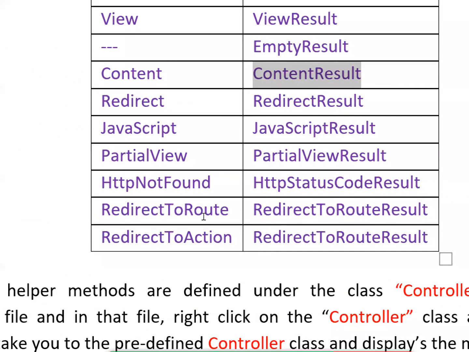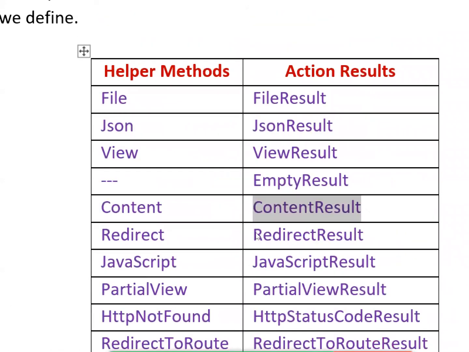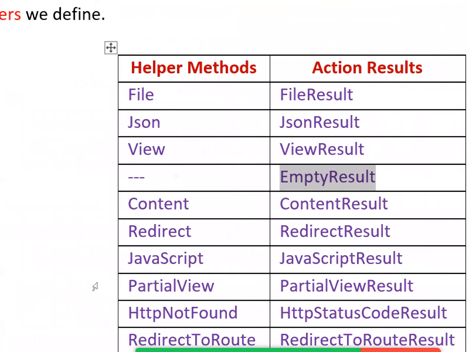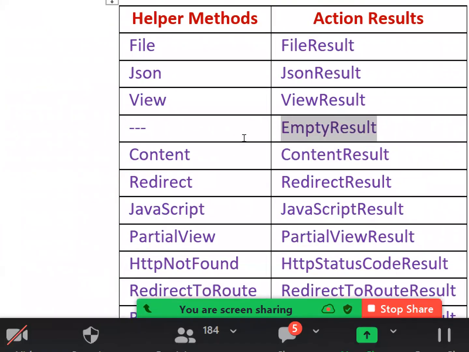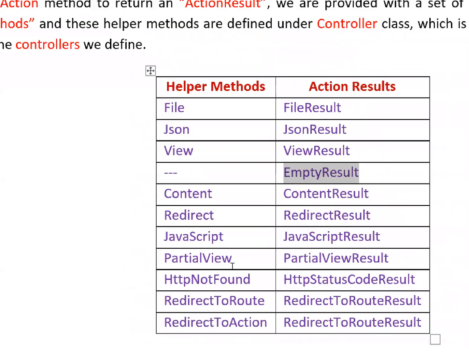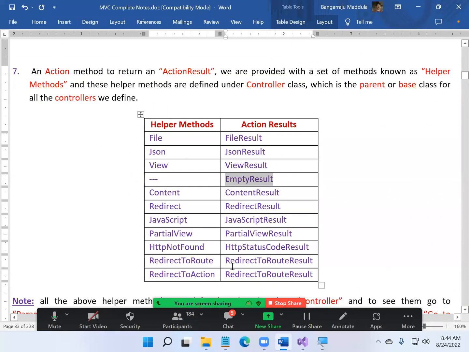HTTP status code result: HttpNotFound. Redirect to route result: RedirectToRoute. Two are there, RedirectToRoute and RedirectToAction. I will explain all of them, along with empty result. Even though that doesn't return anything, I will show you all options that are available to you. For every helper method and every action result, when should I use it? I will show you in practical.